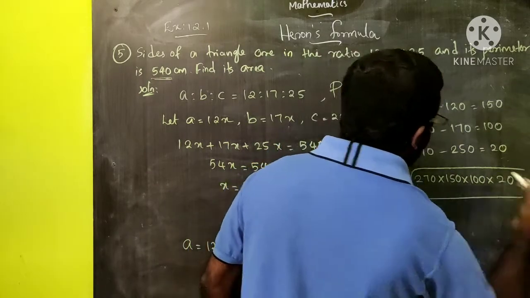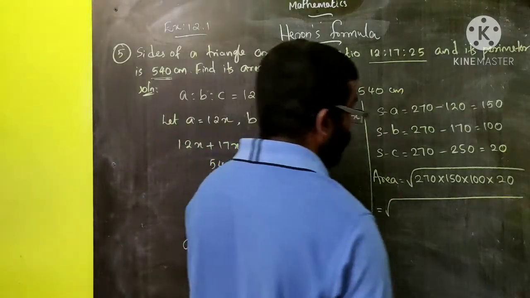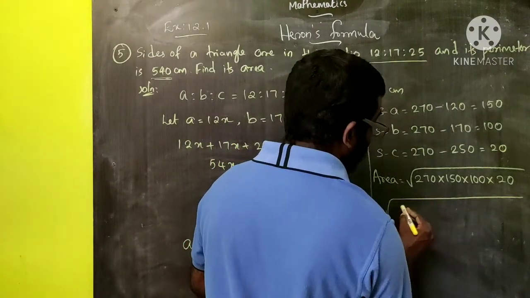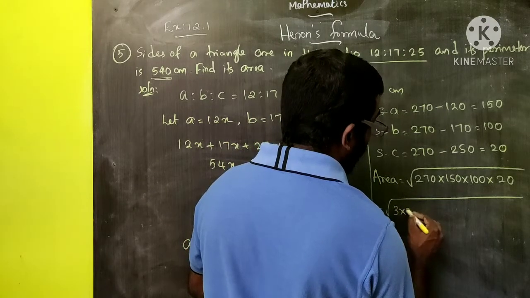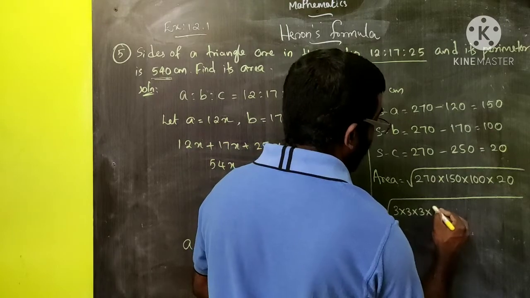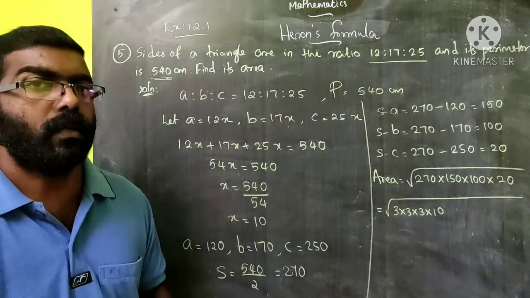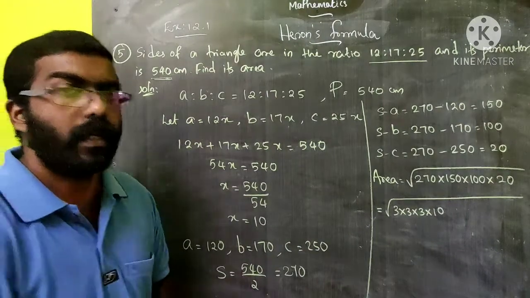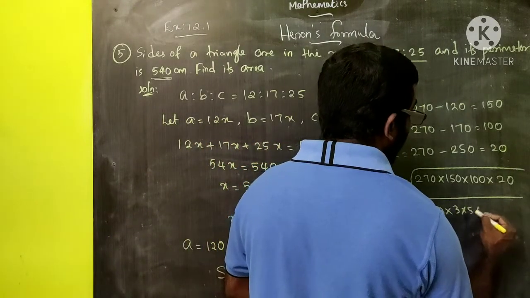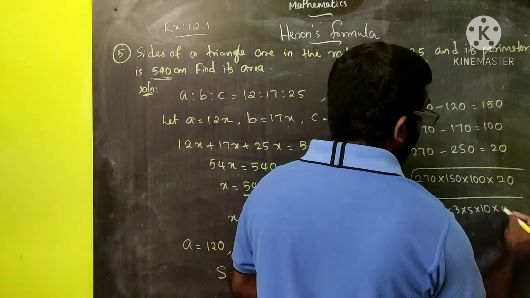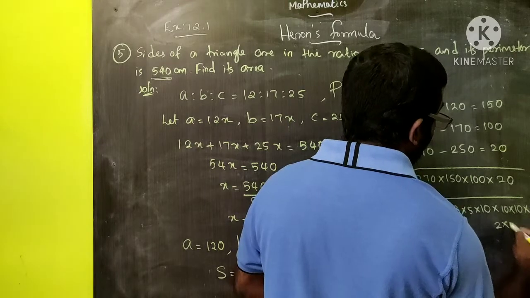Okay, now we can factorize the numbers inside the radical sign, square root. 270 can be written as 3 into 3 into 3 into 10. 3 into 3, 9. 9 into 3, 27. 27 into 10, 270. Okay. And 150, 150 is 3 into 5 into 10. 100, 10 into 10. Then 20, 2 into 10.